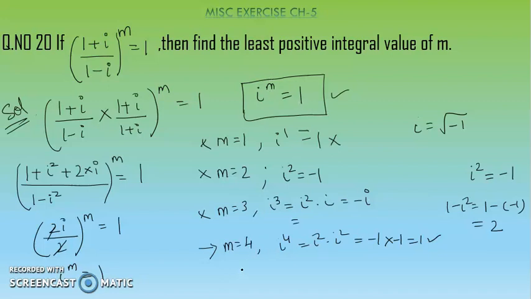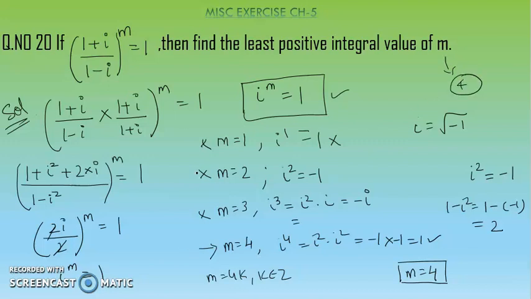So what is the value of m? 4. What is the least positive integral value of m? 4. This means m is equal to 4k, where k belongs to integers. So the answer for m has to be 4. If you take multiples of 4, suppose I take 16, that also will be 1. But the question is saying you have to find the least positive integral value. So the least positive integral value of m will be 4.